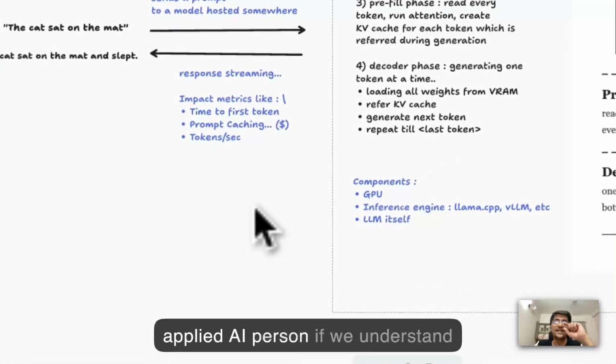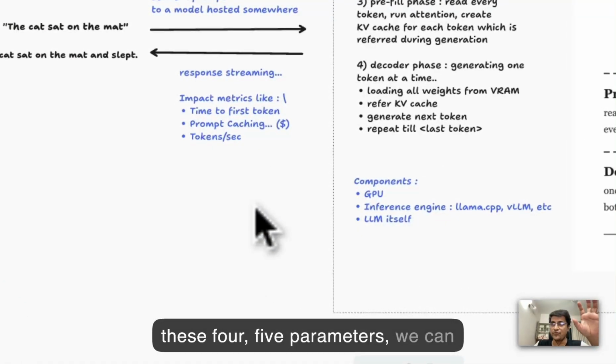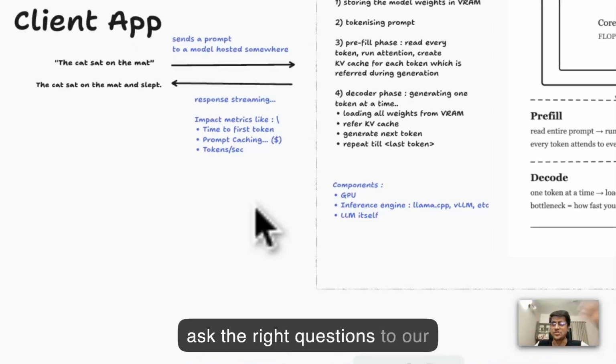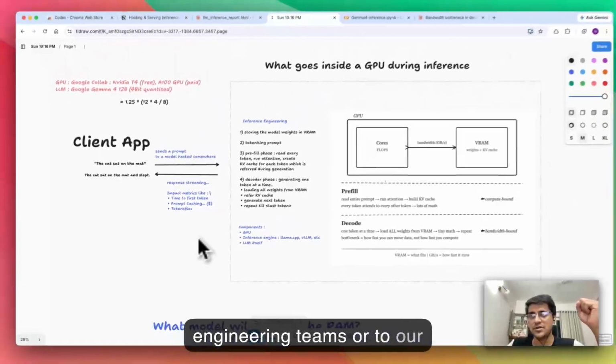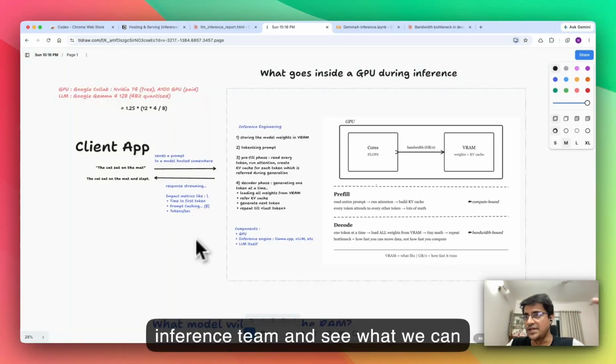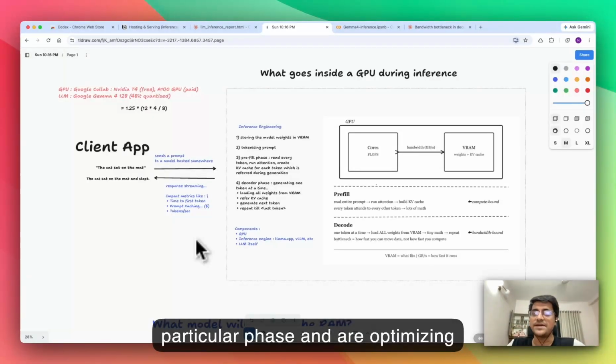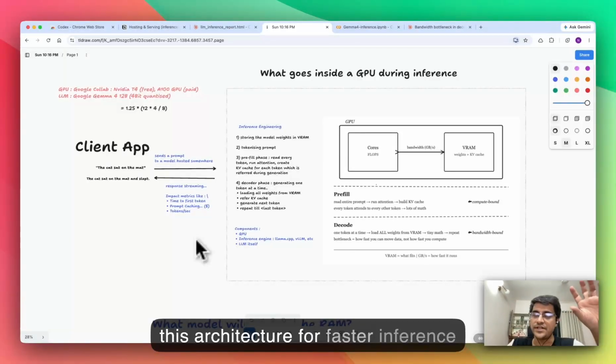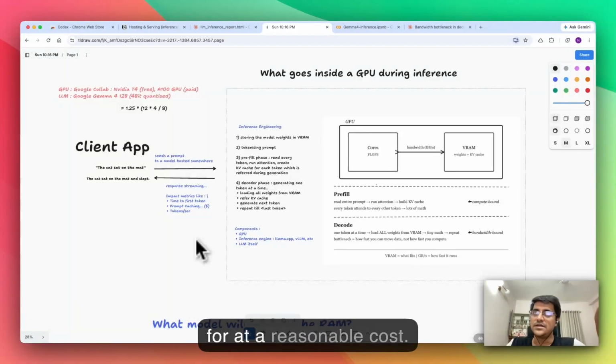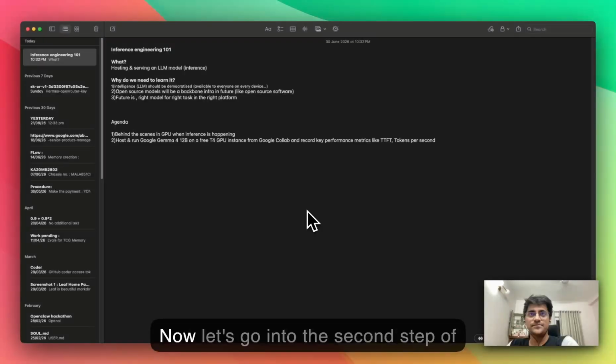And as an applied AI person, if we understand these 4-5 parameters, we can ask the right questions to our engineering teams or to our inference team and see what we can do better. And I believe a lot of companies are coming into this particular phase and are optimizing this architecture for faster inference at a reasonable cost.